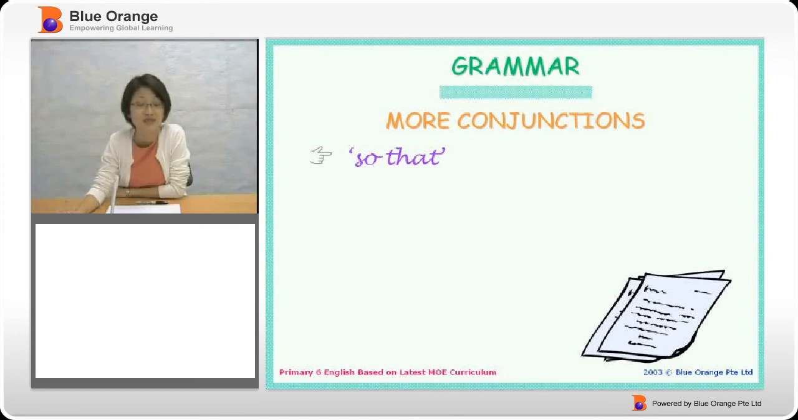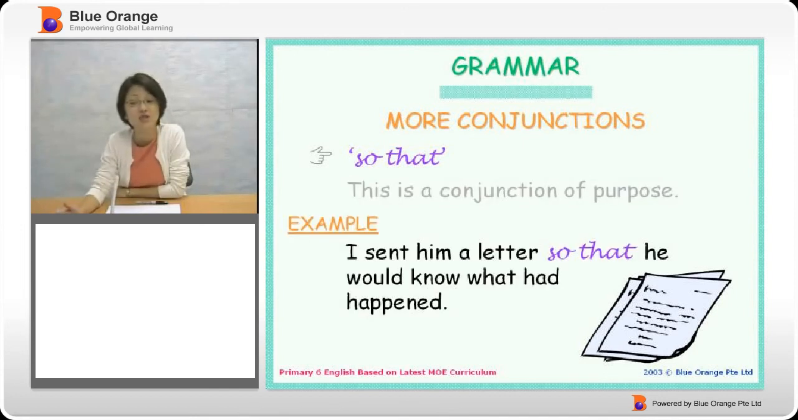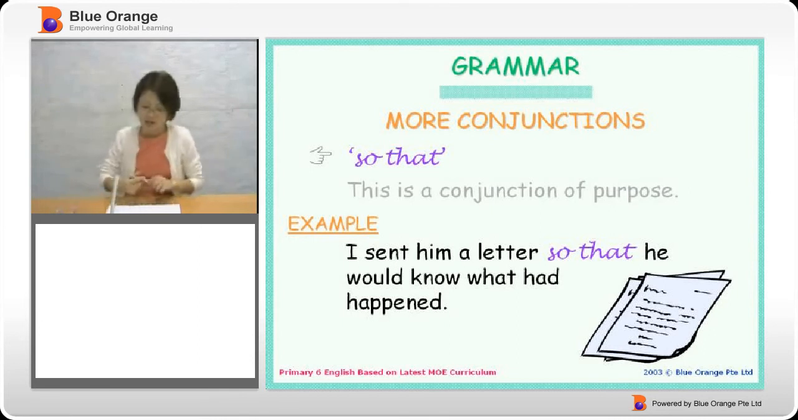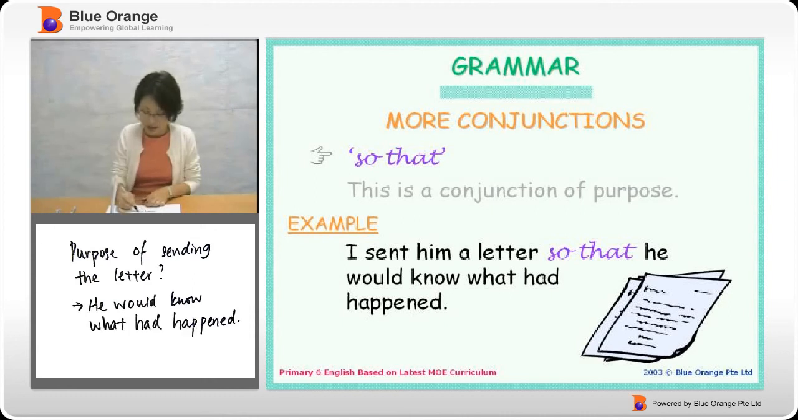Next, we have so that. Now, this is a conjunction of purpose. What do I mean by that? There's a purpose in the sentence. For example, I sent him a letter so that he would know what had happened. So what is the purpose of sending the letter? What is the purpose? Well, he would know what had happened. You see, that will be the purpose. Therefore, it is a conjunction of purpose.